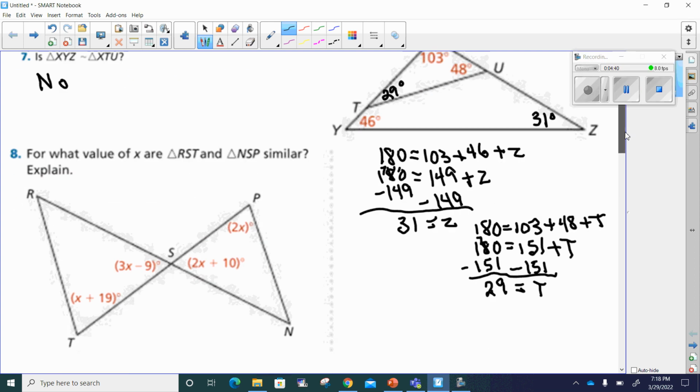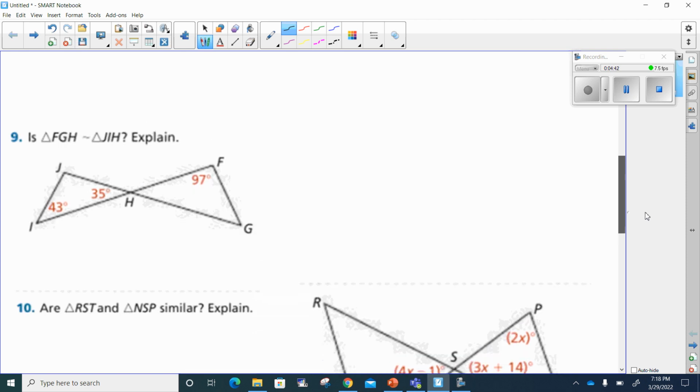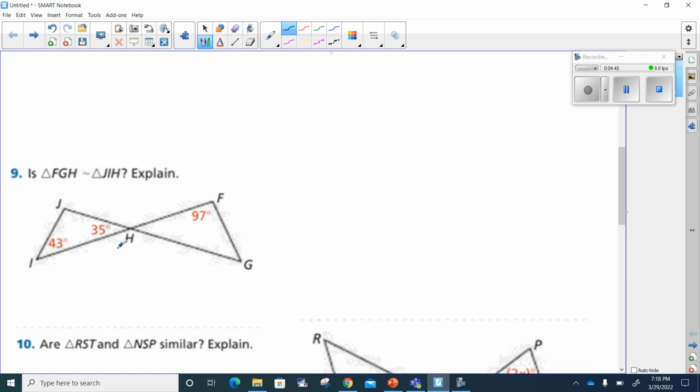All right, we're going to go now to number 9. It says, is triangle FGH similar to triangle JIK? Once again, we're going to have to figure this out. We know if this is 35, because this is a vertical angle, this has to be 35. And now these are not parallel lines over here, so we can't assume that if this is 43, then this must be 43. I mean, we're indicating it's something different. So we have to add these up to see if they come up to 180.